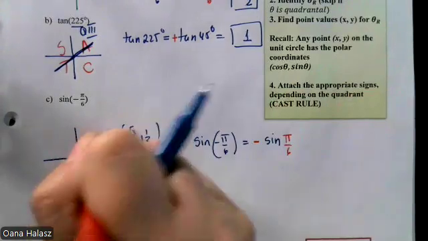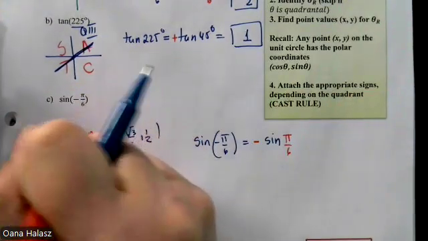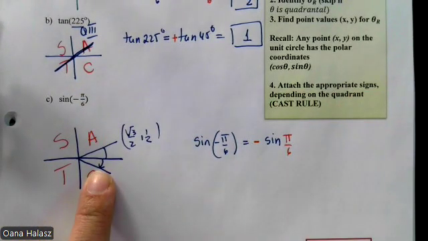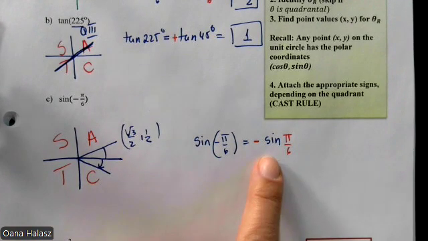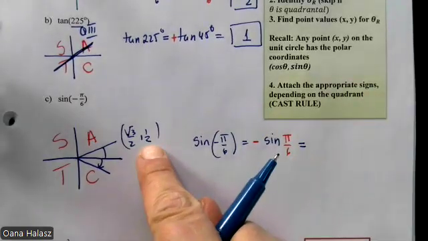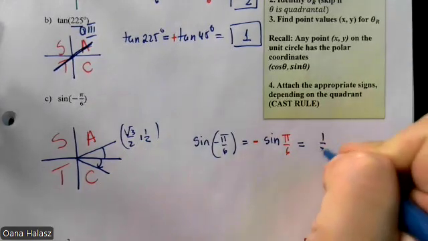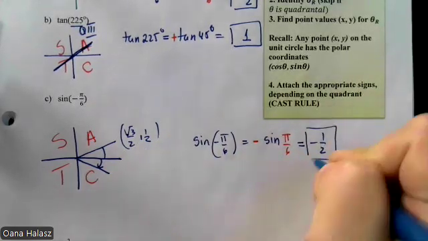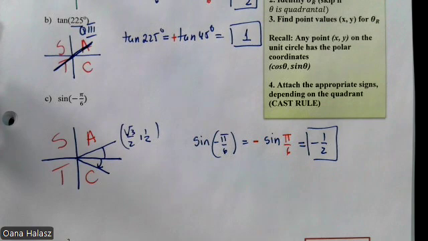Negative, because again, if you use the CAST rule, you start with the C in quadrant 4. That means only the cosine values are positive in quadrant 4. The other ones are negative. And we're looking for a sine, right? So it's going to be negative in quadrant 4, which equals sine of y values. So negative 1/2. Clear?